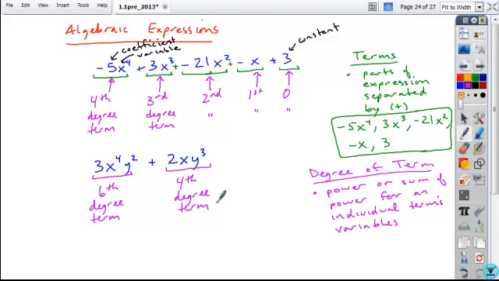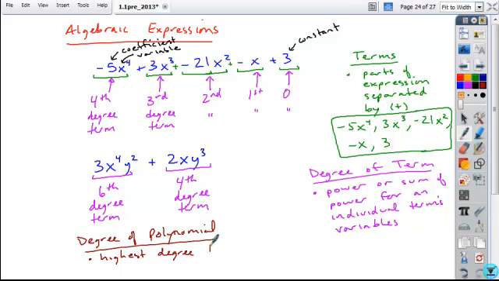All right, the final thing is the degree of a polynomial. Okay, so these two examples up here are what are called polynomials. We'll talk about that in more detail later. But a polynomial just has non-negative, or basically the powers of the variables have to be whole numbers, in order for it to be a polynomial. And the degree of a polynomial is just going to be the highest degree term of the whole expression.